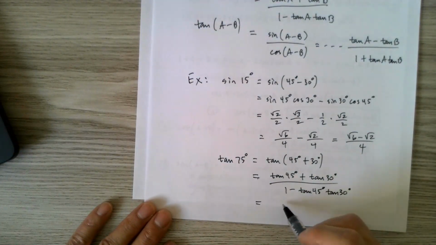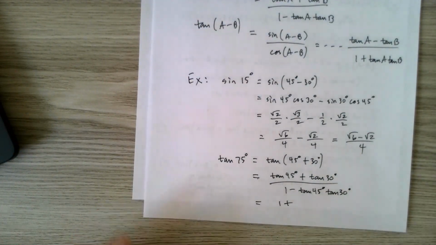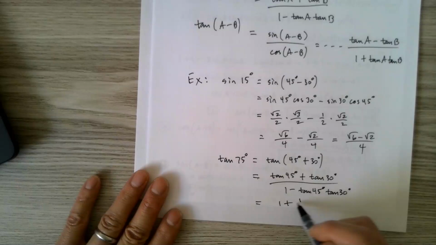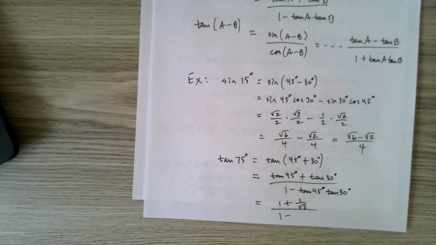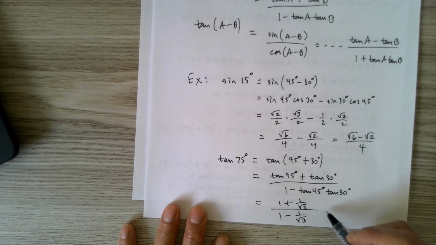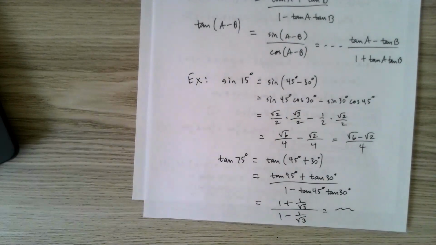Tan 45, that's 1, plus tan of 30, it's 1 over rad 3, over 1 minus, tan 45 is 1 again, 1 over rad 3 for tan 30 again. And then you can go ahead and rationalize that. You know how to do that. So there's the practical use, or one practical use of this batch of identities. And of course, use these identities to prove other identities.